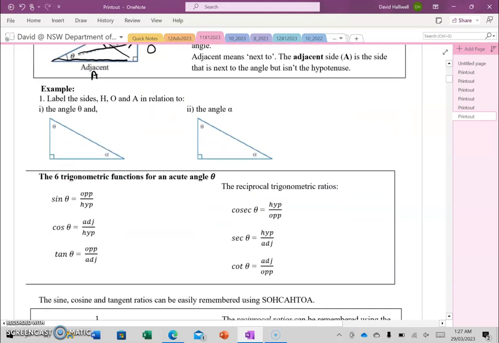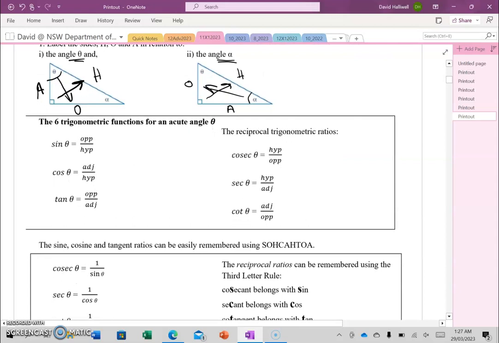So here we go, we're going to label in relation to theta first, H, O, A. So here's theta, that's my reference angle. I usually label H first, the corner points at H, opposite the angle is there, adjacent's there. Here we're doing it in reference to angle alpha. So now the opposite's going to be over here for alpha, that's going to be the adjacent, and the corner points at the hypotenuse.